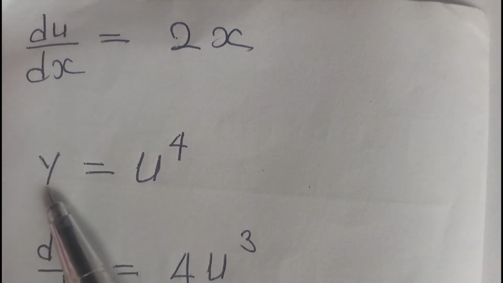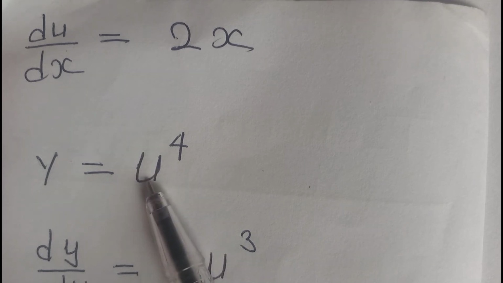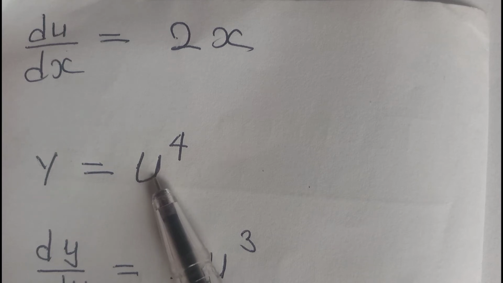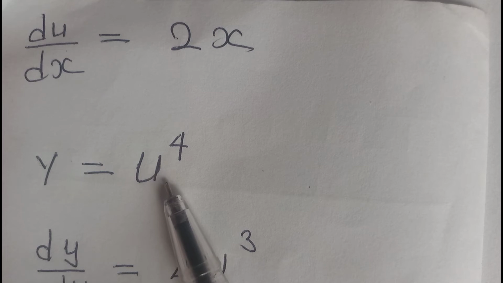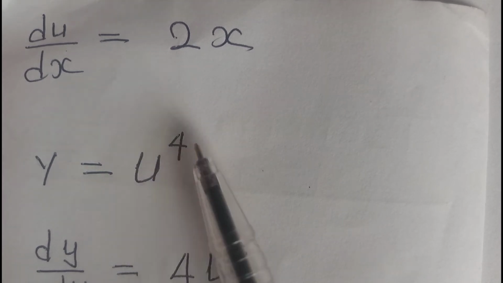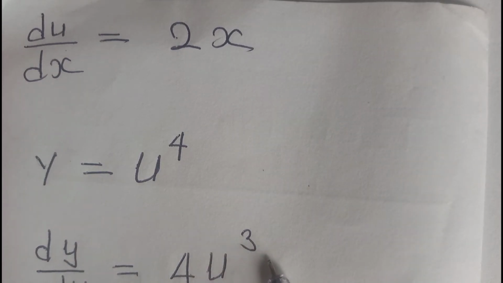Next, your y now will be equal to u raised to power 4. Remember, x squared plus 1 is your u. So everything now has been replaced by u. It will now be y equals u raised to power 4. Differentiate this with respect to u. This 4 will come down, remove 1 from it. Then you will have dy by du equals 4u raised to power 3.